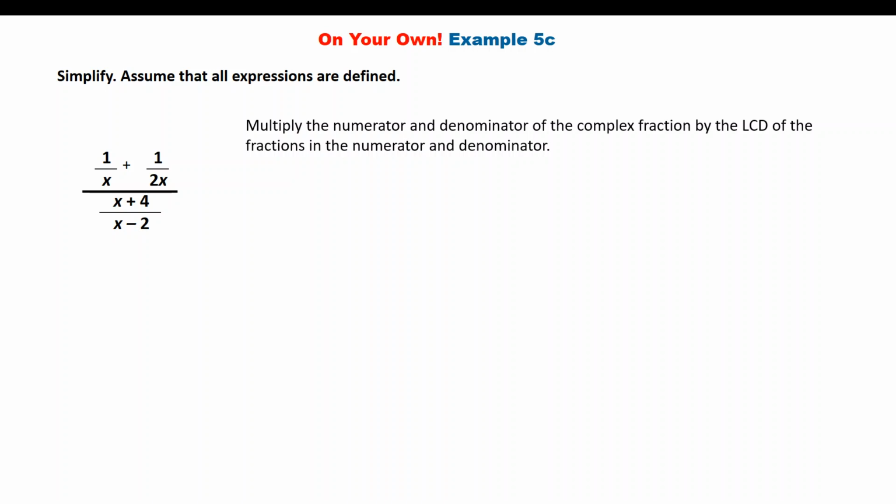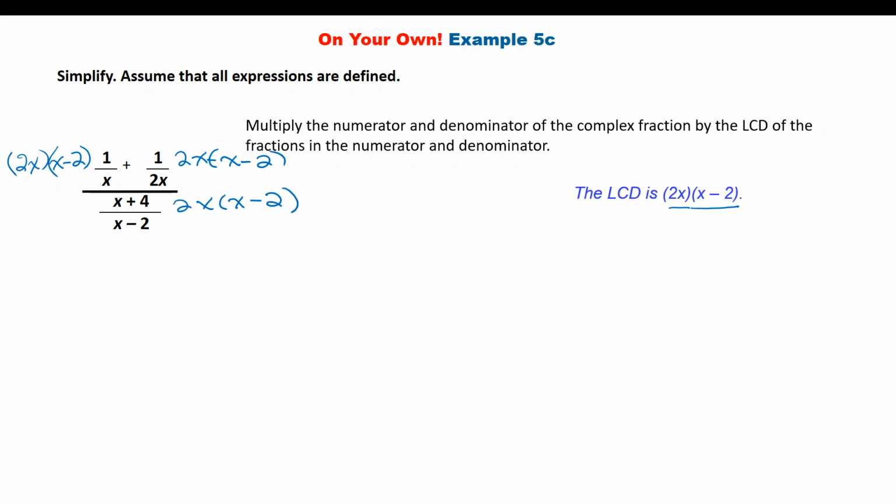Okay, I hope that the first thing you found out was that the least common denominator is going to be 2x times x minus 2, because that's what is in common by both of them. So what I'm going to do is go ahead and multiply each part of these fractions by the common denominator, which is 2x times x minus 2. 2x times x minus 2. And 2x times x minus 2.